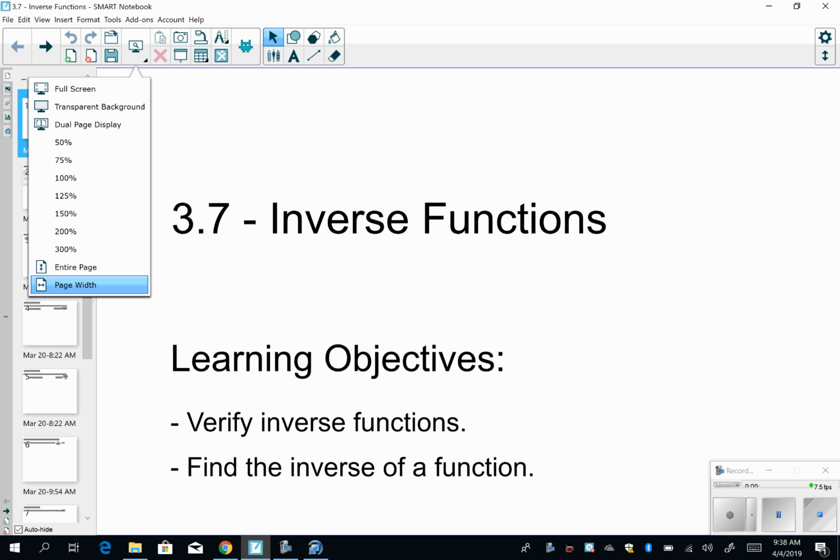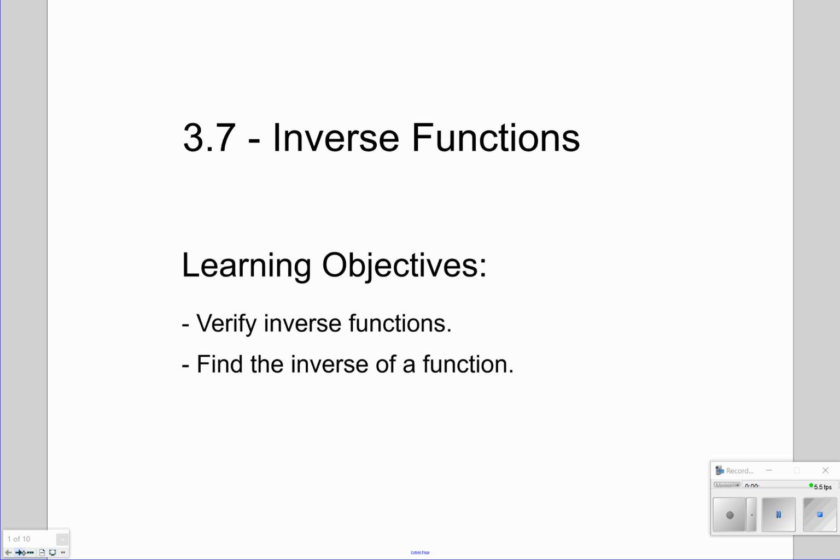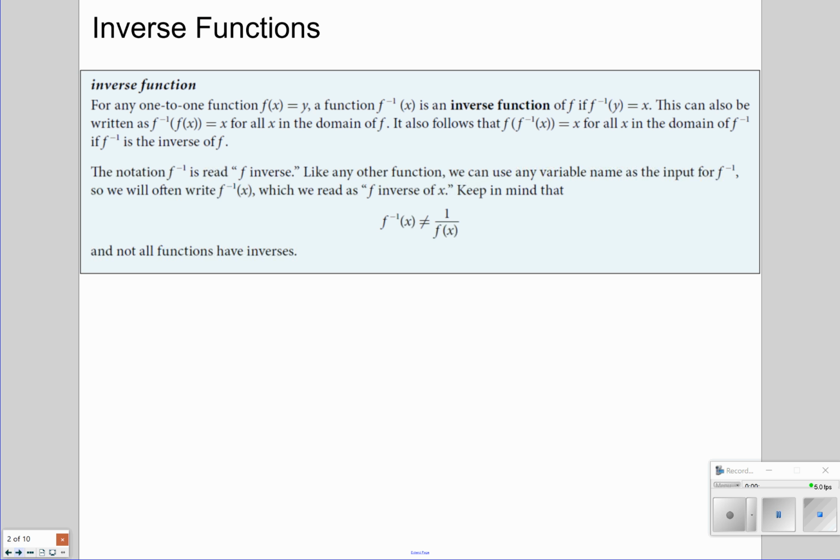All right, so let's talk about inverse functions. The main thing about inverse functions that we're going to do today is two things. We are going to use composition to determine if two functions are inverses of each other. And then we're going to use algebra to figure out the equation for the inverse of a function. So two main skills you're going to practice today.